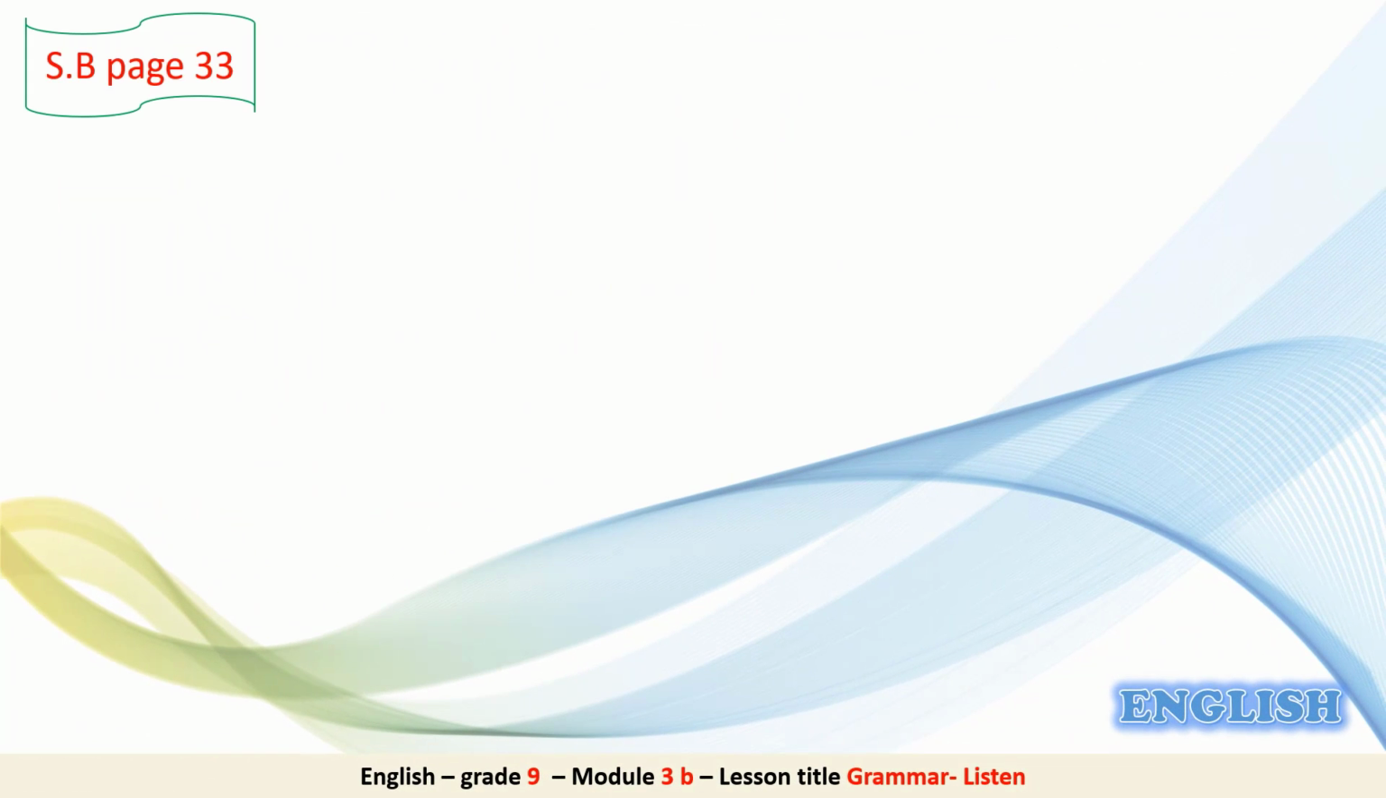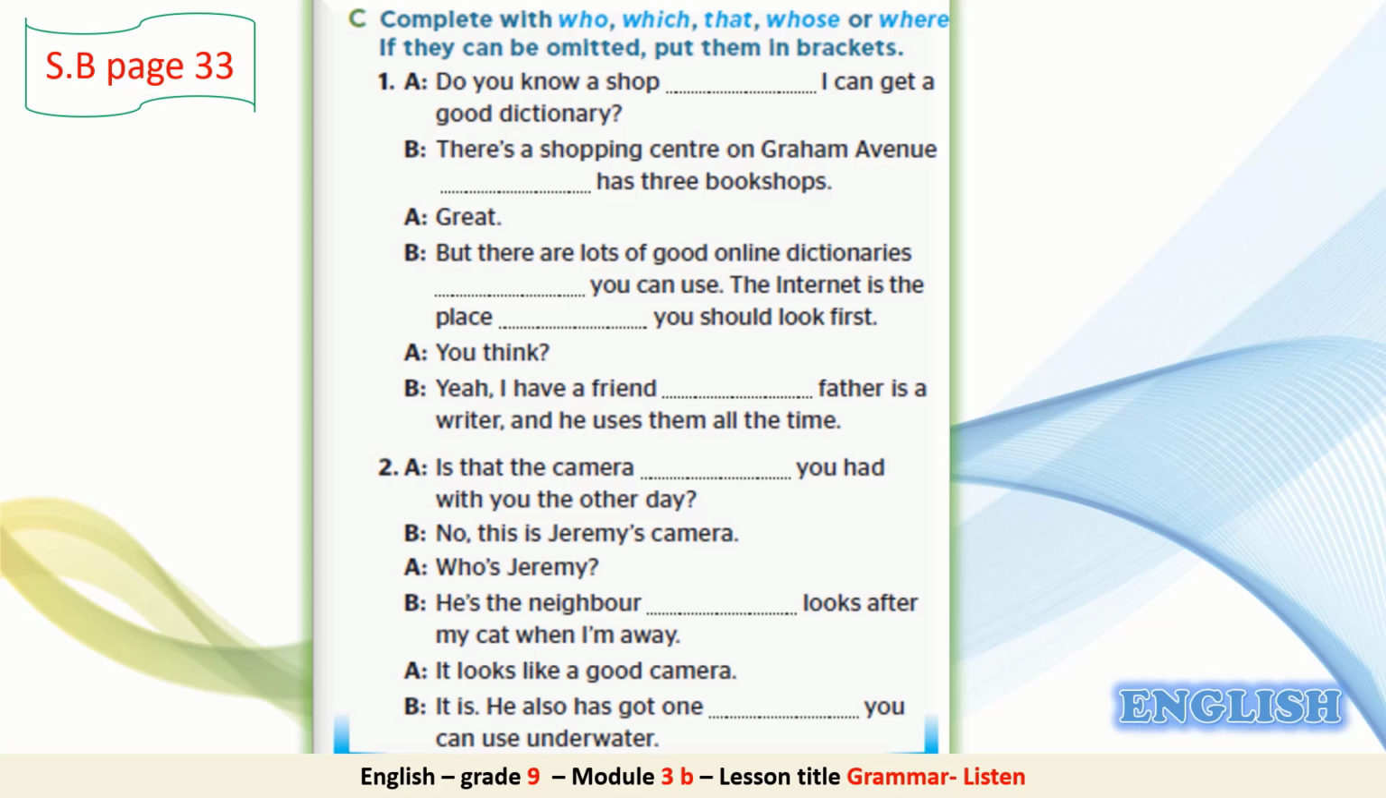Let's move on to exercise C, students book, page 33. Complete with who, which, that, whose, or where. If they can be omitted, put them in brackets. So now you are going to pause the video, read the sentences, and try to complete them using these relative pronouns or adverb. If they can be omitted, just put them in brackets. Go ahead.